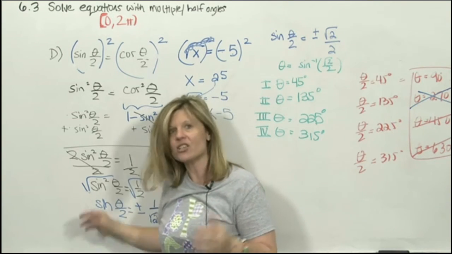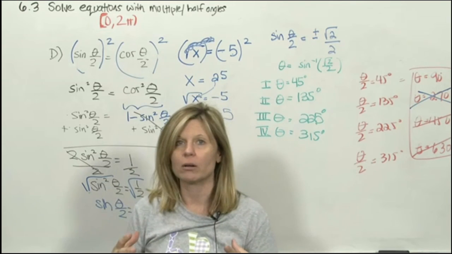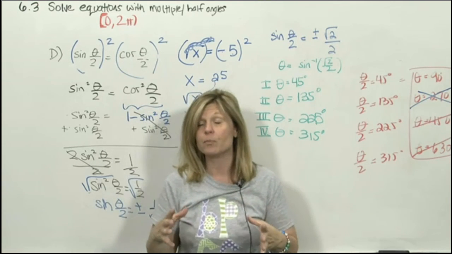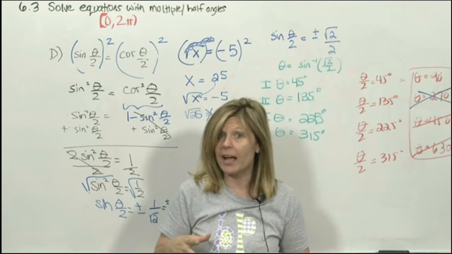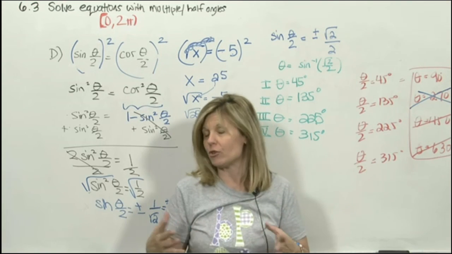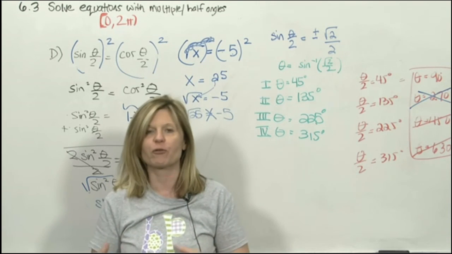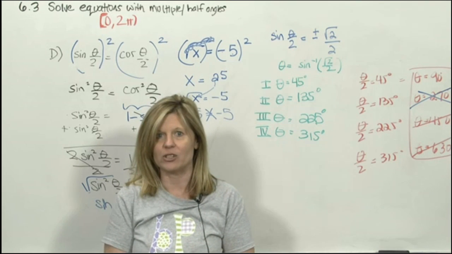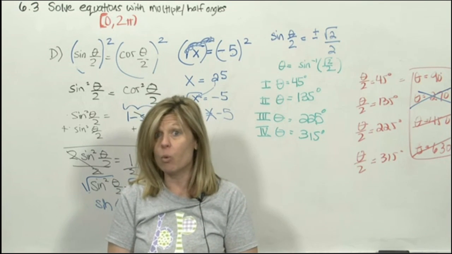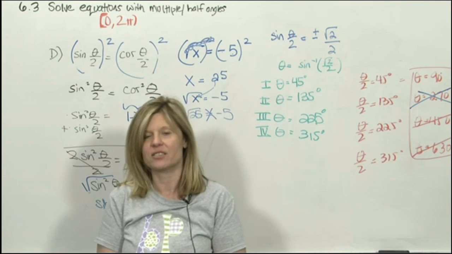So, this section 6.3 is a little bit trickier. Okay, you're going to take your time. If a substitution with a double angle or half angle will work for you, great, do the substitution. But if it doesn't substitute, we have to look for other means to solve this equation. Okay, we have one section left on solving equations. I'll see you in the next video.